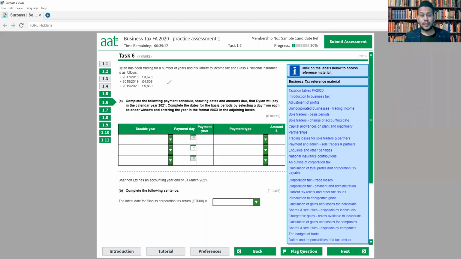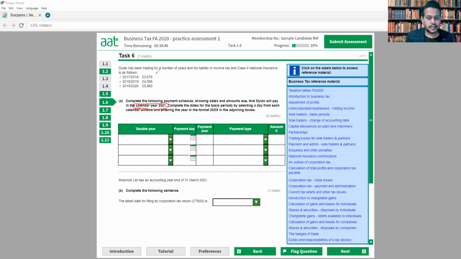So they are saying how much Dylan has to pay to HMRC during the calendar year 2021. That means calendar year means January to December. So start from January, it's not the tax year. Calendar year from January 2021 to December 2021. Between this period, how much you need to pay.